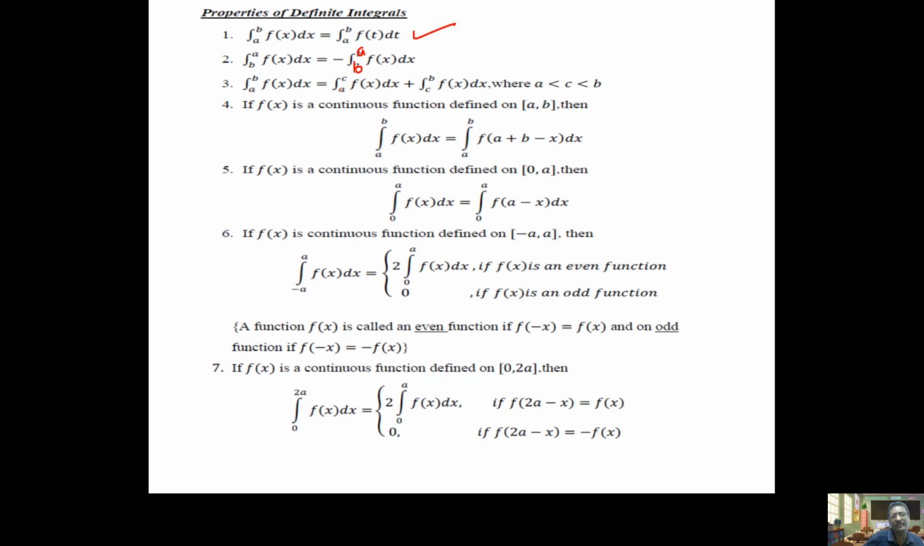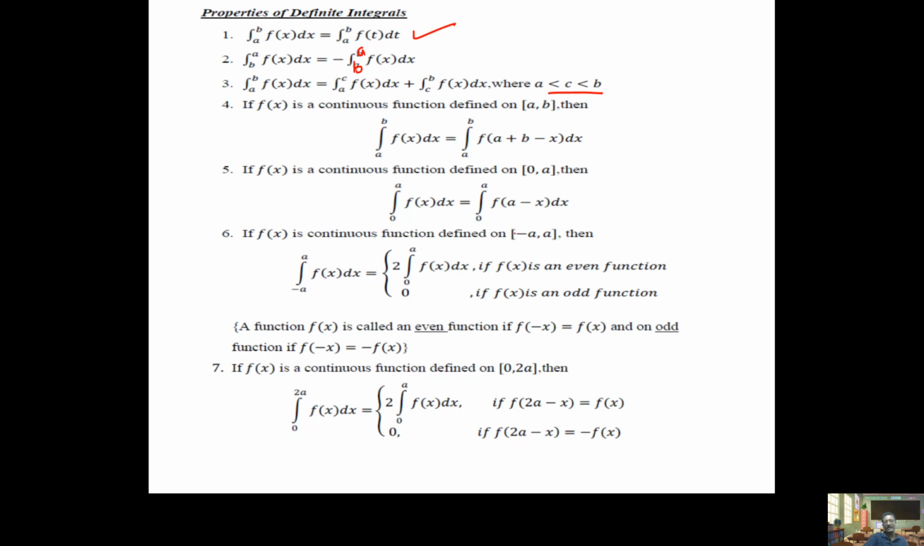Integral a to b f of x dx is equal to integral a to c f of x dx plus integral c to b f of x dx, where a less than c less than b. If f(x) is a continuous function on closed interval [a, b], integral a to b f of x dx is equal to integral a to b f of (a plus b minus x) dx. If f(x) is a continuous function on closed interval [0, a], integral 0 to a f of x dx is equal to integral 0 to a f of (a minus x) dx.